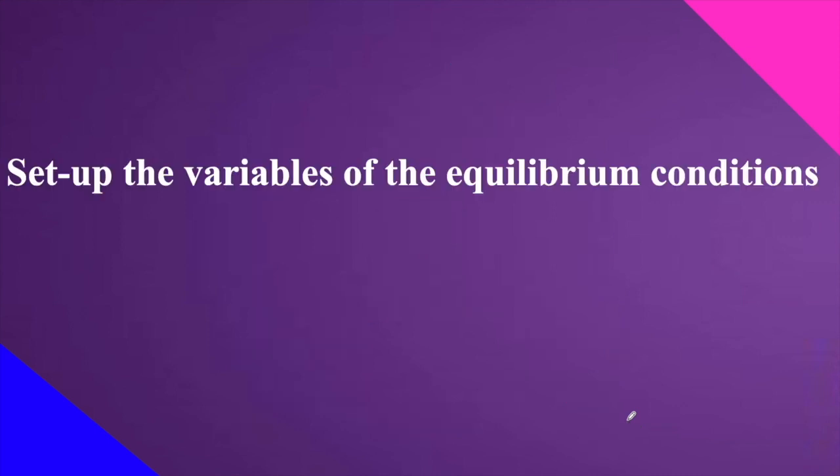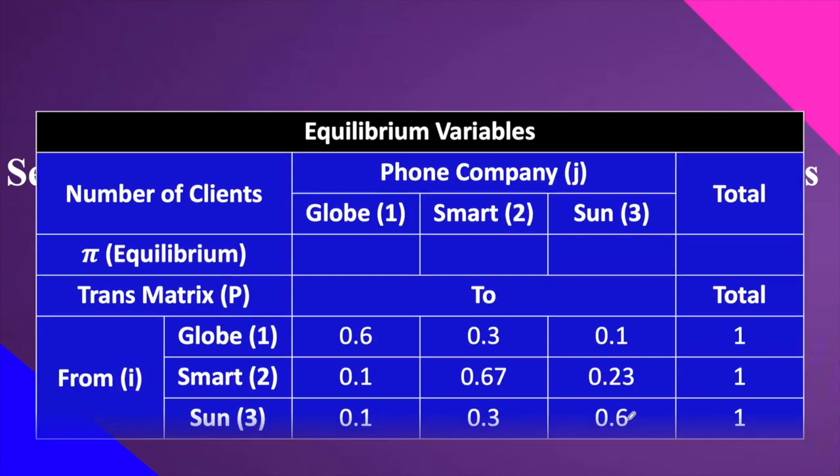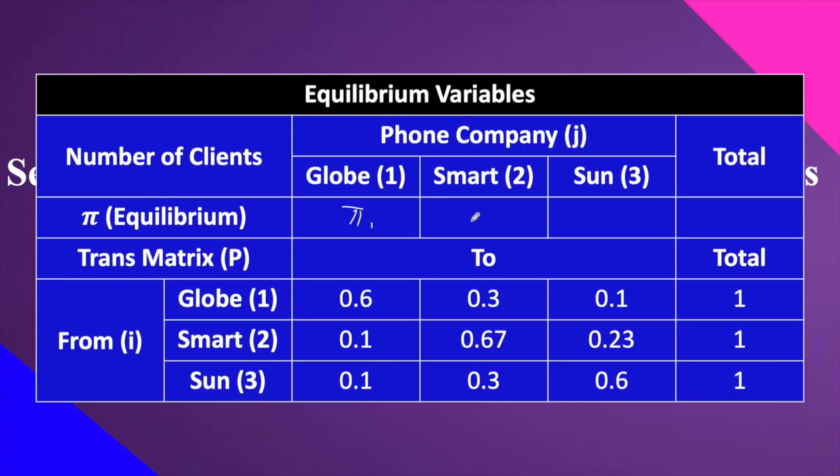So, set up the variables of the equilibrium conditions. Dahil ang goal natin is to find the equilibrium, for the market share of Globe in the long run, that will be represented by pi sub 1. Pi sub 2 naman, market share of Smart, since Smart ang ating second state or second entity. For the third one, that will be for Sun. So pi 1, pi 2, and pi 3. Ito po nilagay ko na, this is the transition matrix na mga values natin. And ito, nilagay lang muna natin yung pi or the equilibrium.